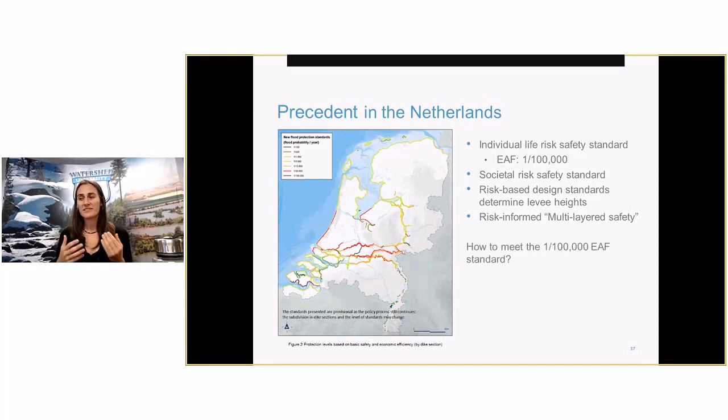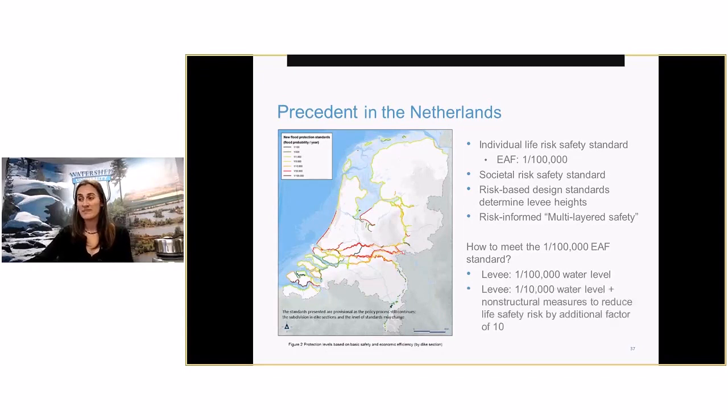And the way that they do that, since they are using risk as this metric, they can say, all right, how can we meet that life safety standard? So one way would be to build a levee that protects against the 1 in 100,000 year flood. Another way might be to say, well, let's have a smaller levee that protects to a 1 in 10,000 year flood, but let's also add on some non-structural measures like vertical evacuation or some land use planning, maybe flood proofing, to increase that safety by another factor of 10%. So using the risk standard really gives you flexibility in meeting the standard.